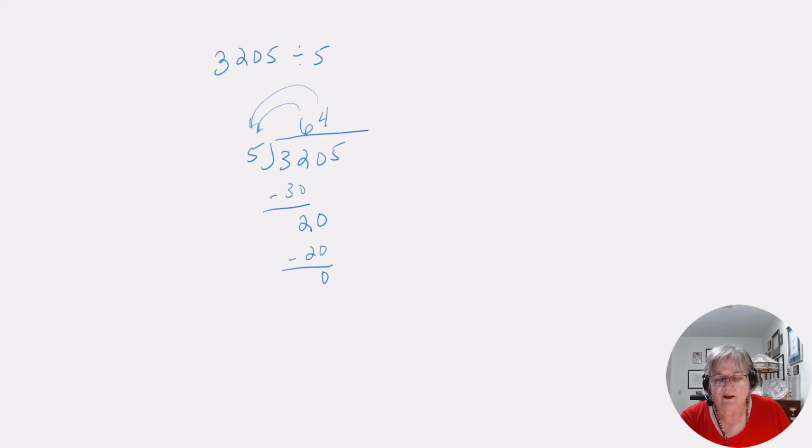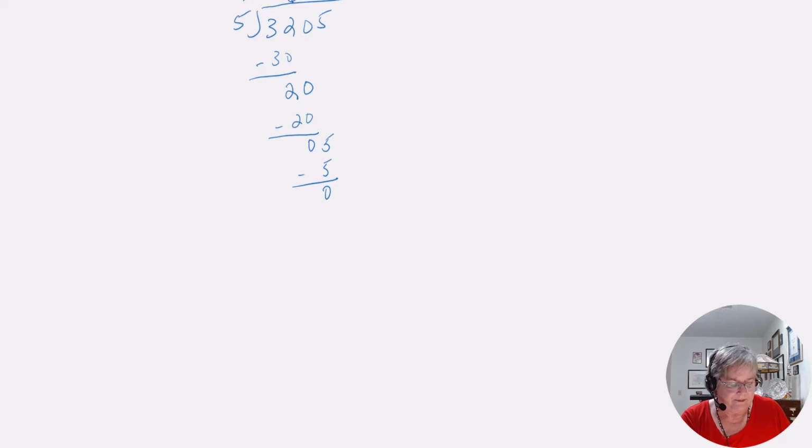Subtract to see what's left. But you do have this 5 still there. What can you multiply 5 by to get 5? 1. So 5 times 1 is 5. And when you subtract, there's nothing left over, so it went in there evenly.